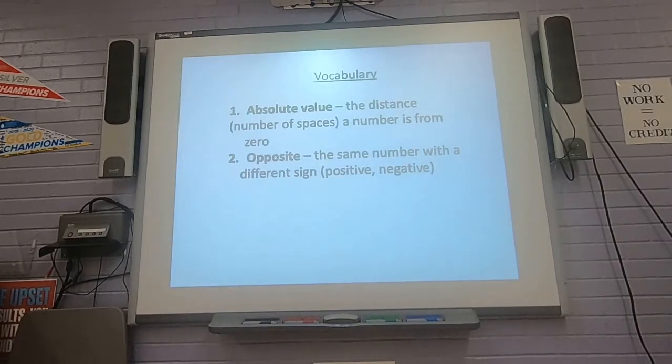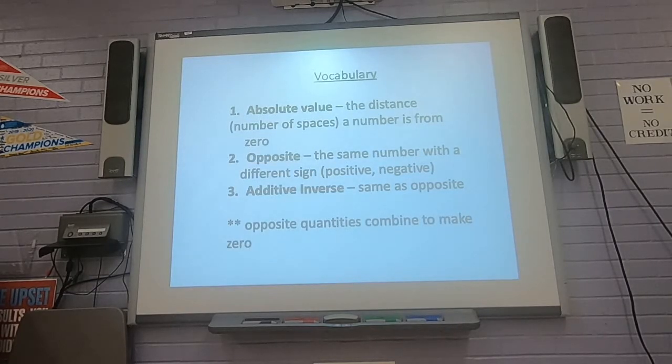Opposite, it's the same number like 4 and -4, but it has a different sign. So if it's positive, it becomes a negative. If it's negative, it becomes positive. Additive inverse is just a fancy way to say opposite. So one thing to note, opposite quantities or numbers combine to make 0. Like that -4 and 4, if you put them together, you have 0.